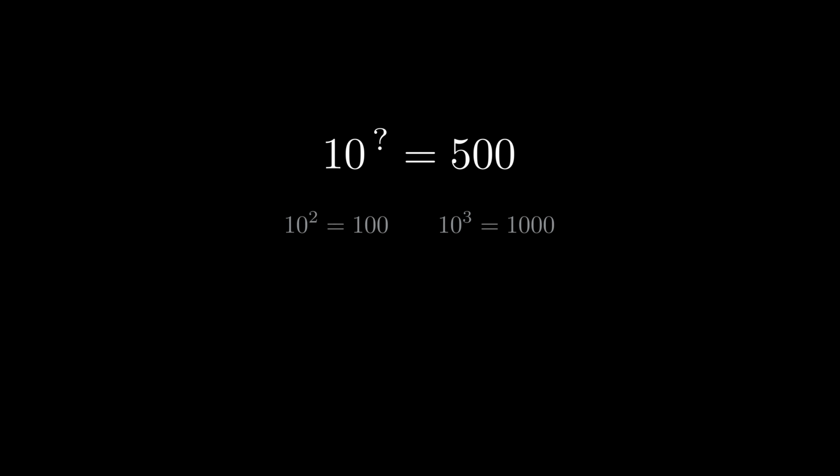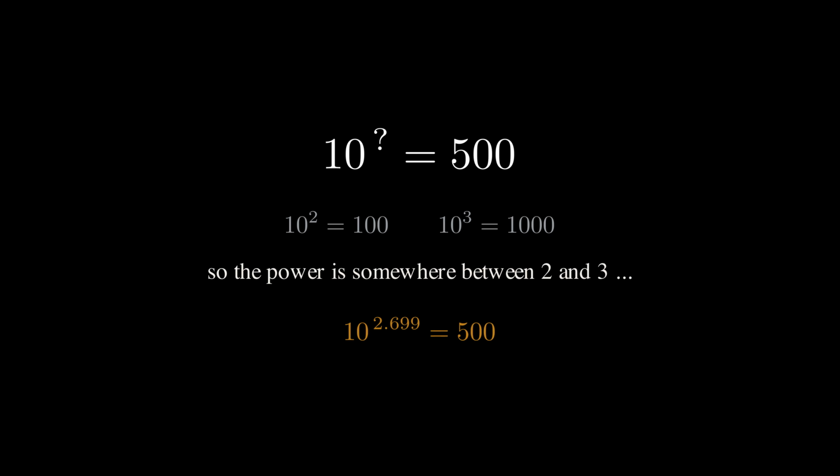Here's a question that sounds impossible. What power of 10 gives 500? 10 squared is 100? Too small. 10 cubed is 1,000? Too big. So the answer is some number between 2 and 3. But which number exactly? There's a tool built precisely to answer that. It's called a logarithm. And by the end of this video, it'll feel obvious. The exact power is 2.699.